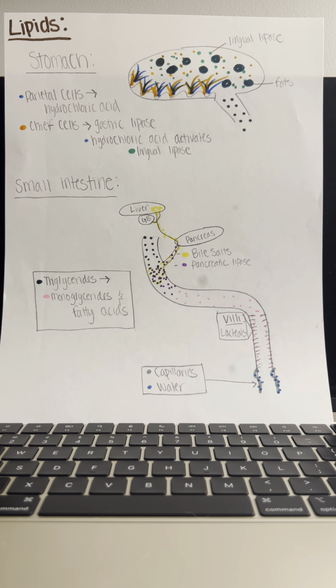The fats move into the small intestine where they are emulsified by bile salts that originally come from the liver. Pancreatic lipase that is transported from the pancreas to the small intestine breaks down triglycerides into monoglycerides and fatty acids. These digested lipids are bundled and transported in the form of micelles into the lacteals where they are absorbed. Water is then absorbed into the capillaries.